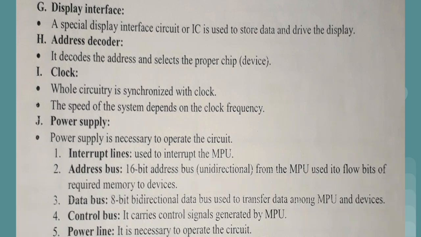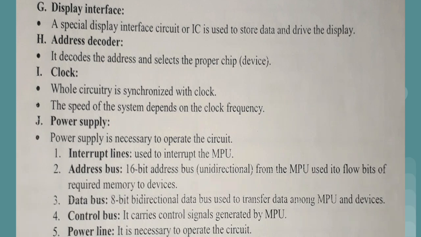Then we have address buses. There are a total of 16 address buses, and address buses are unidirectional, that is, from the microprocessor to the device only can they transfer the data. Then the next is data buses. We have 8-bit data buses, which are bidirectional in nature. Bidirectional means they can send data from the microprocessor to the device, as well as from the device to the microprocessor, working in both directions.